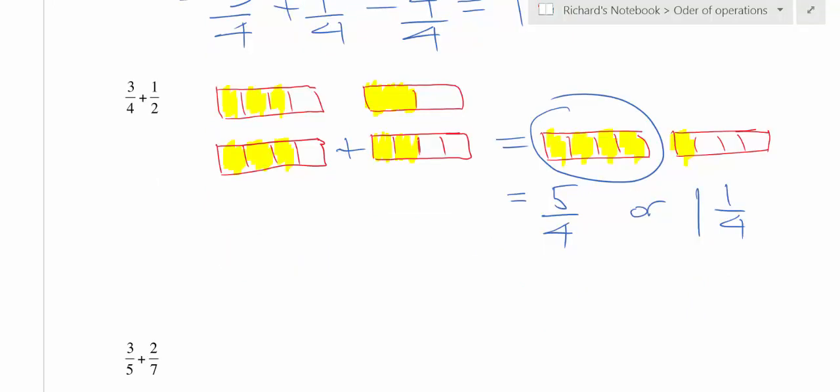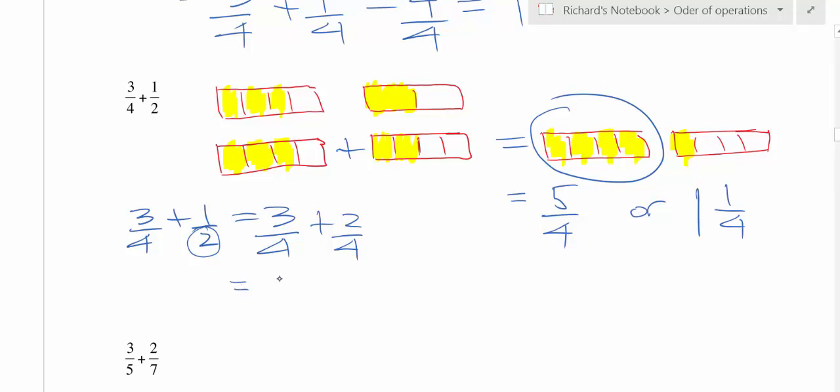Doing this with numbers, what I would have is 3/4 plus a half. I have to recognize that I need a common denominator on this fraction. So I say that this is the same as 3/4 plus 2/4. Well, okay. Now I've got the same size denominator, so this is equal to 5/4.